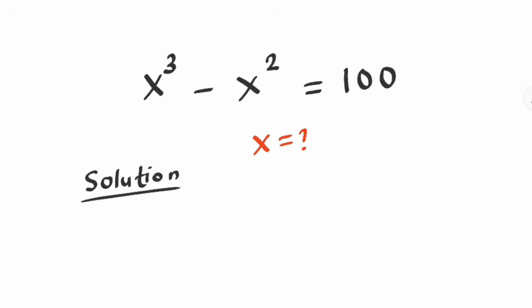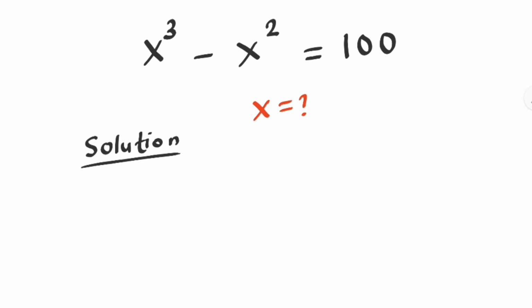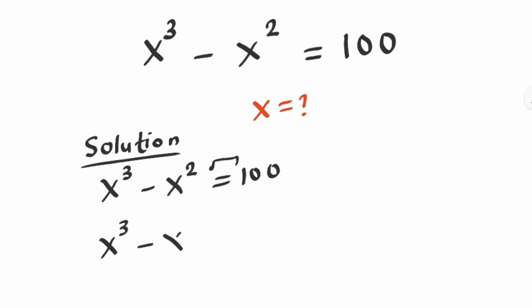We have the given equation s raised to power 3 minus s squared is equal to 100. Now let us bring this 100 to this side. This is s raised to power 3 minus s squared minus 100 is equal to 0.